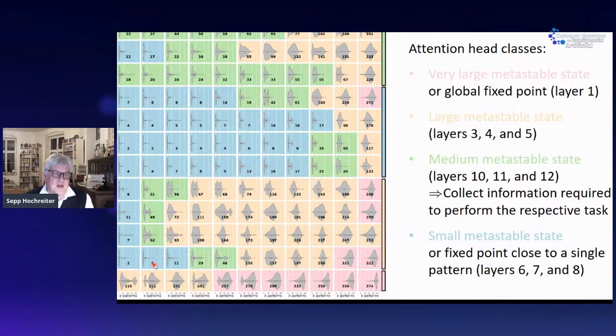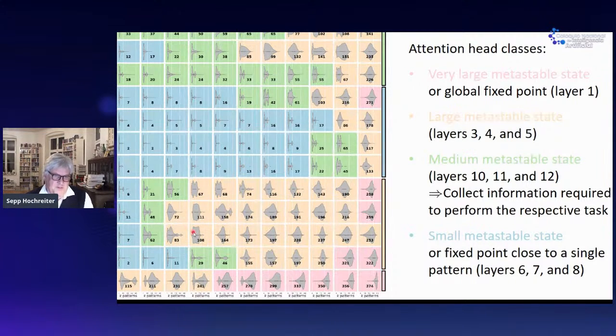This is what you see here. And the number you see here is the mode, something like the average number. And what we see now here is the first layer in the transformer has very, very large metastable states, doing more global averaging, averaging over the whole input sequence. And then from the second to the fifth layer, this is a large metastable state. It's not globally averaging, but it's averaging often over half or a third of the patterns.